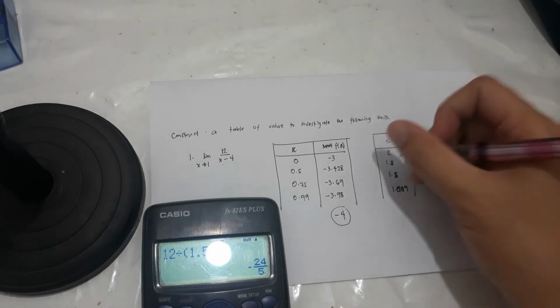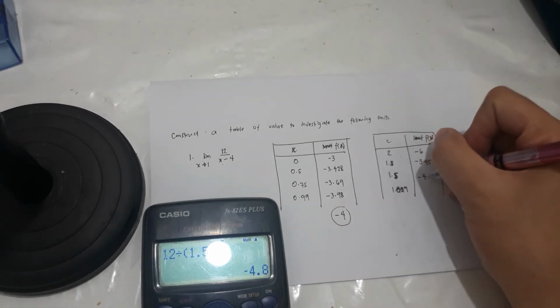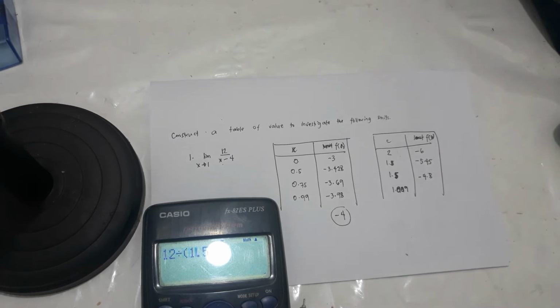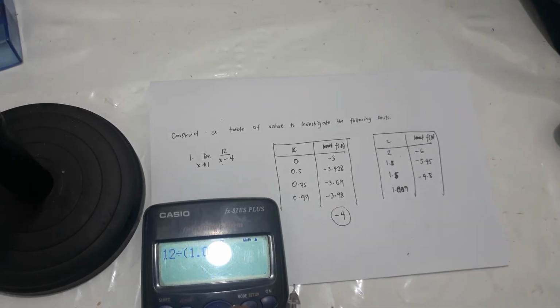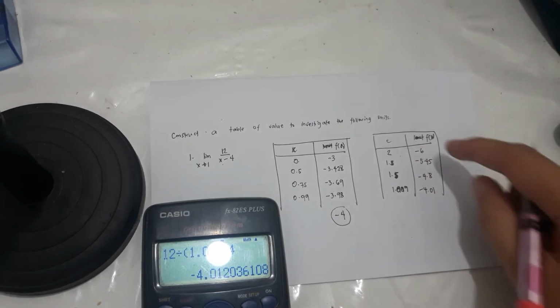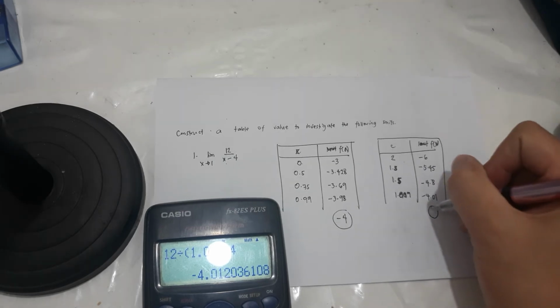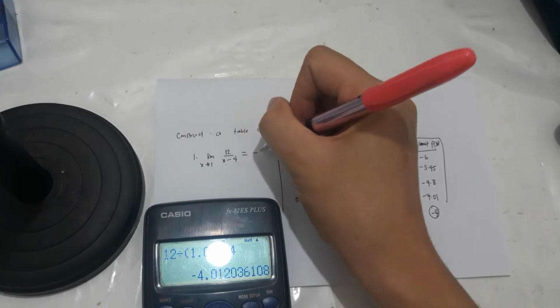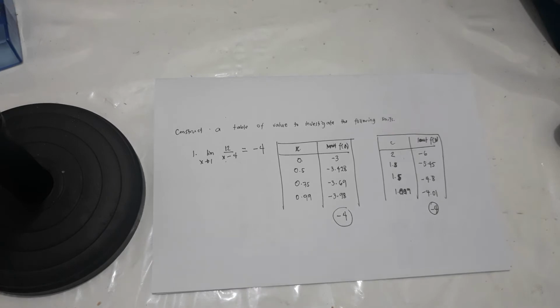If it is 1.5, negative 4.8. If it is 1.0009, I'm sorry, minus 4, that's negative 4.01. So from 6 to 5 to 4 to 4.01, papunta siya ng papunta sa negative 4. So therefore, the limit of this one is negative 4. So that's how you're going to construct a table and then you're going to investigate the limit.